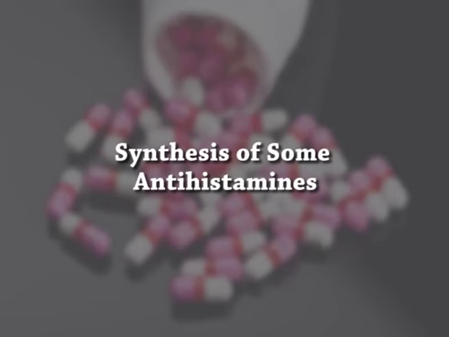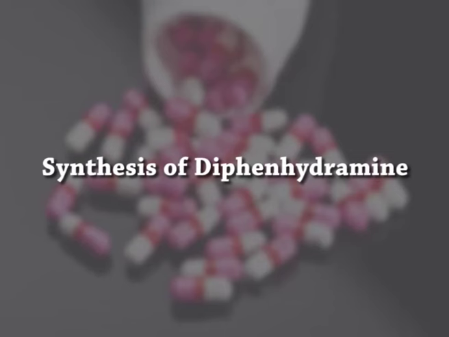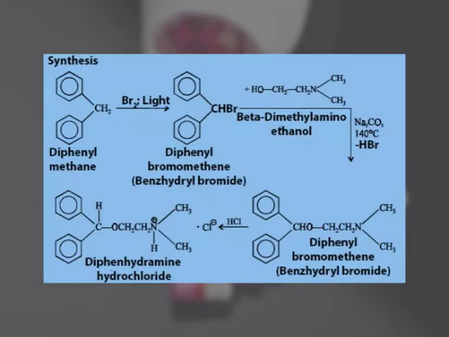Now let's talk about synthesis of some antihistamines. Synthesis of these antihistamines is interesting and can be asked in exams for 2 or 3 marks. Most of these members contain aryl rings and substitution occurs on this ring. Now let's first talk about synthesis of diphenhydramine. The figure on the screen shows the synthesis of diphenhydramine.